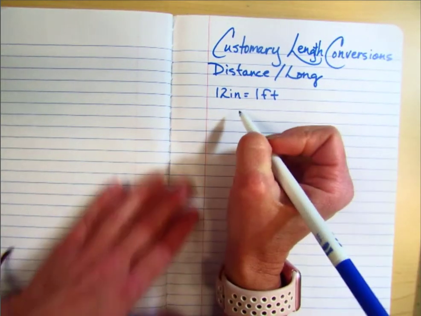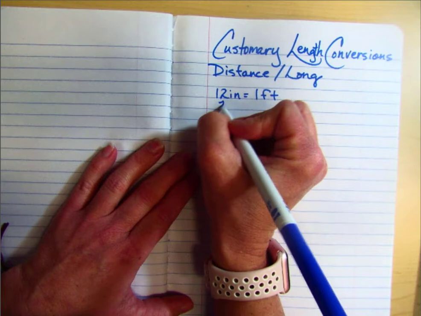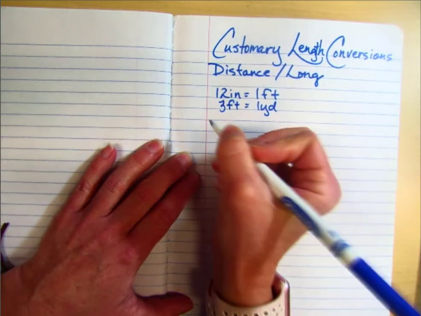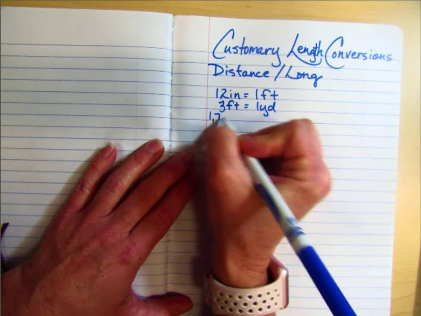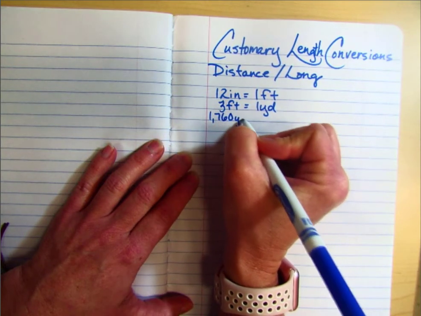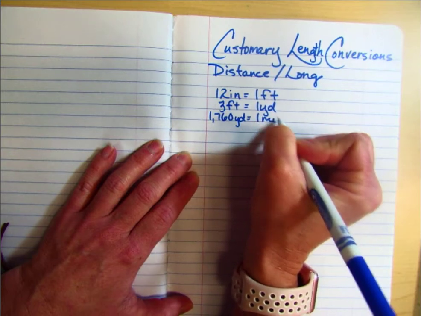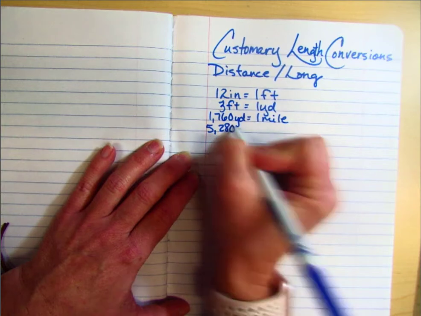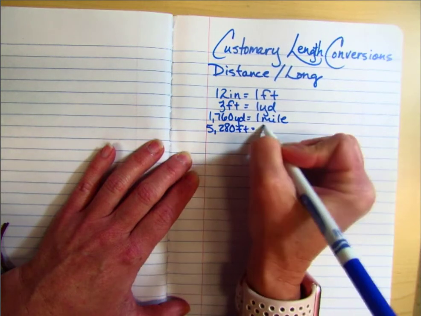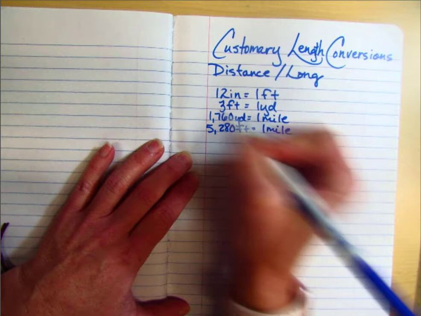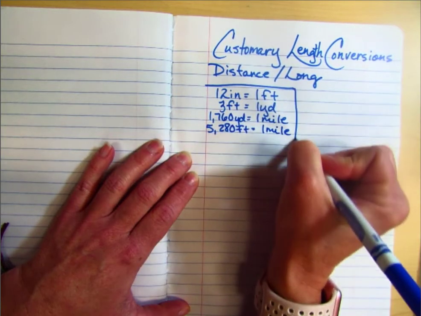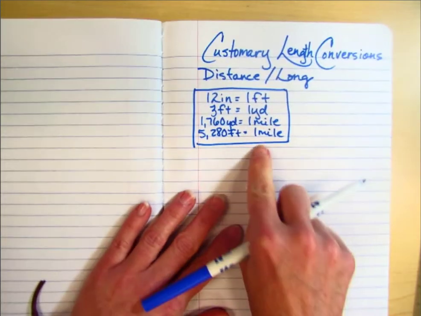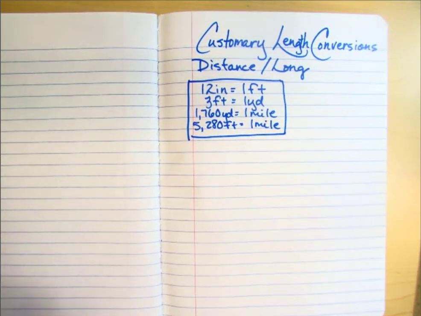So there's 12 inches in 1 foot. There's 3 feet in 1 yard. There's 1,760 yards in 1 mile. And 5,280 feet in 1 mile. You're always going to get this, but often by the end of this unit you have it memorized. But this is what you're going to be given to help you through these problems.